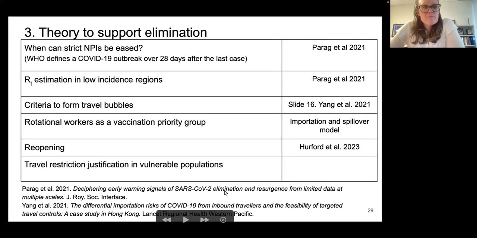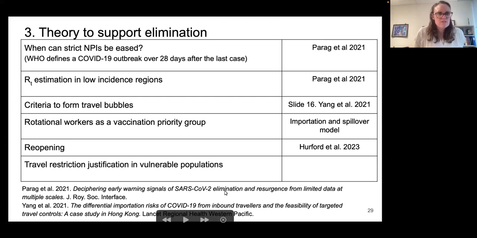To support regions implementing elimination, we need to have clear criteria for when travel bubbles can be formed. Some of the ideas for doing so were on slide 16, and also there's a paper that has some nice modeling as well. So when importations are such a driver of the risk to the community, then rotational workers can be a vaccine priority group. So these are individuals that work in other provinces and or internationally. And so another idea, we had done this during the pandemic, but I think we could do it again in the framework of the spillover model.